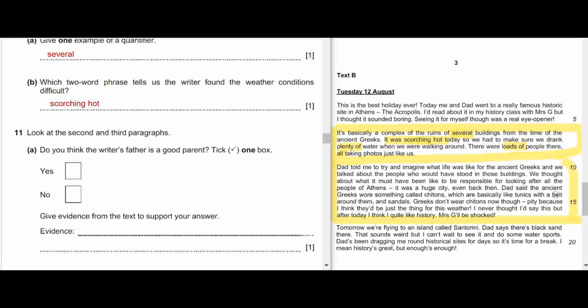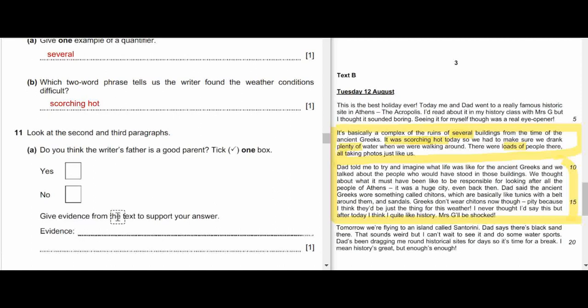It's information about his father. The answer for this is an open answer. If you say yes, you must give the correct evidence. If you say no, you must give the correct evidence. All answers will be marked correct as long as they are connected with the evidence.